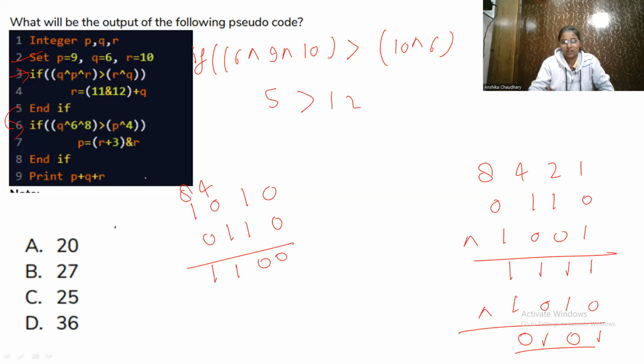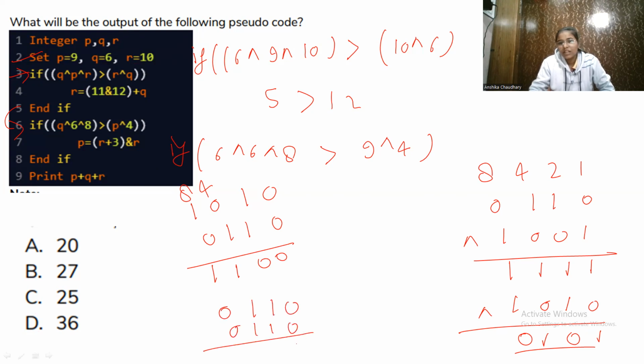We will check this condition now. Right? If Q XOR 6 XOR 8 is greater than P XOR 4, right? So Q value is 6, XOR 6 XOR 8, and P value is 9 XOR 4. So let me make some space. So 6 XOR 6, what will it become? 6 is this only. So both the values are the same. So it will become 0, so 0 XOR 8. Whenever we try to find the XOR with 0, the other value will never be affected. So it will be the same only. So 8 is greater than 9 XOR 4.